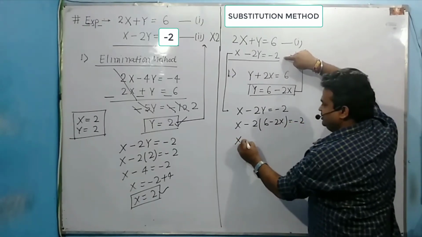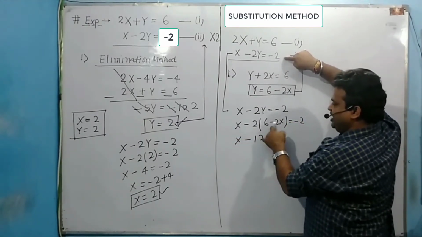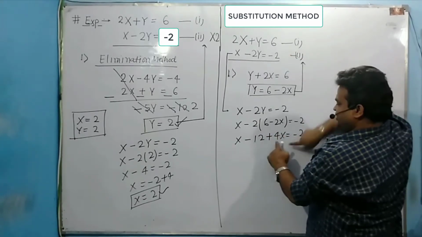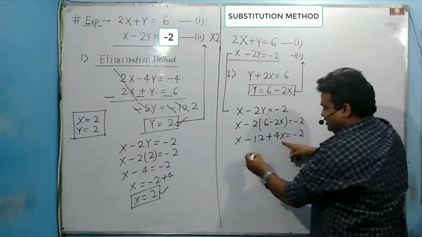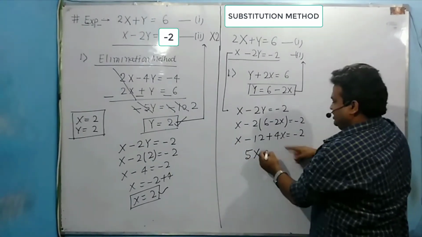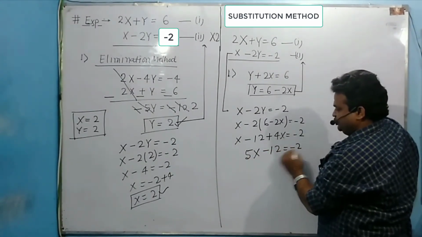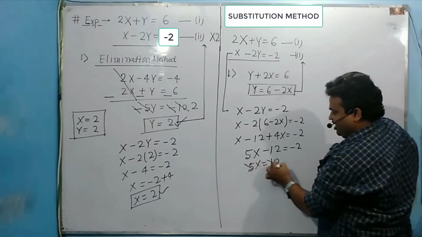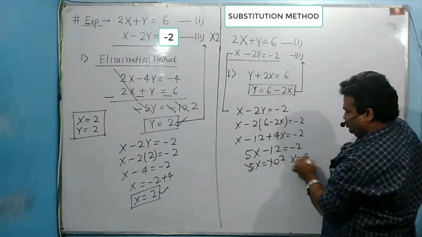So this is x minus 2 times 6, which is 12. This minus becomes positive: 2 times 2x is 4x. So this is plus 4x, and this is 1x. You will get 5x minus 12 is equal to minus 2. So 5x is minus 2 plus 12, which comes to 10. 5 times 2 is 10, so you get x equal to 2.